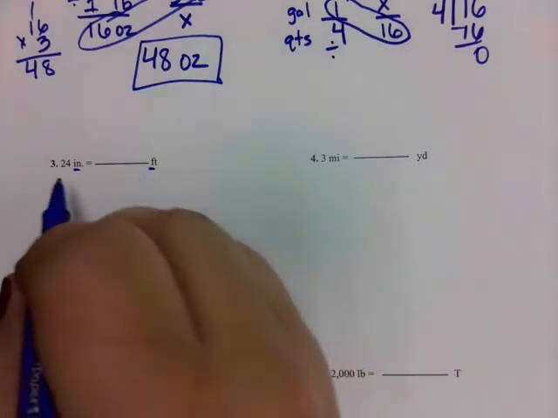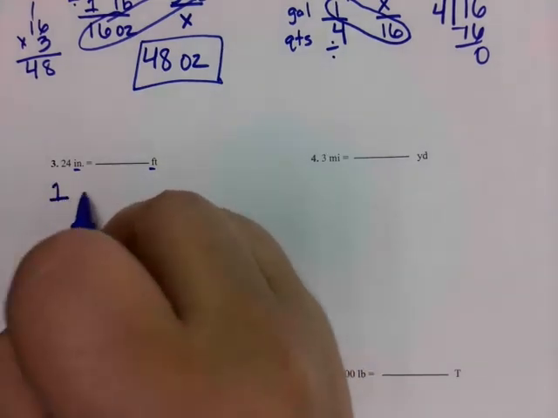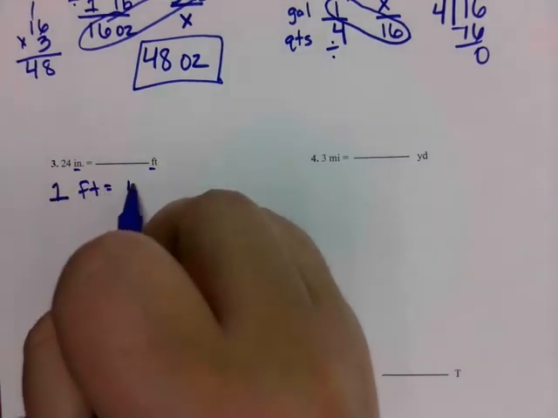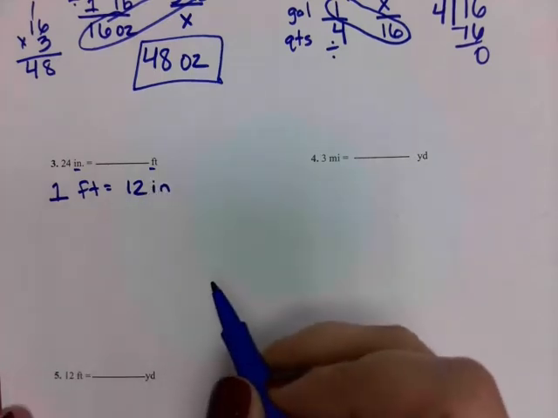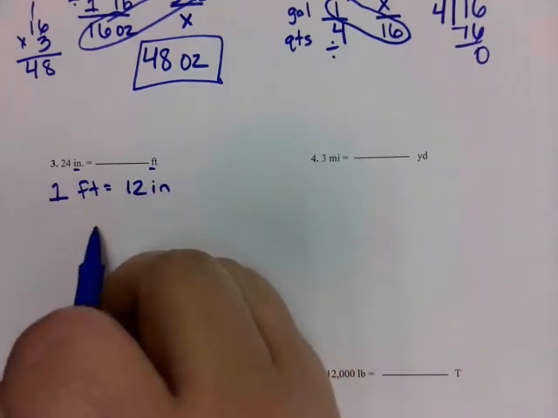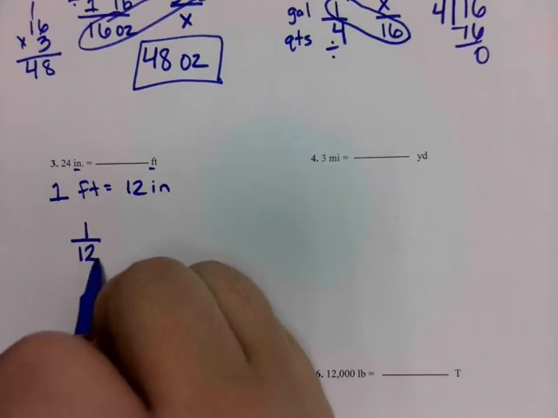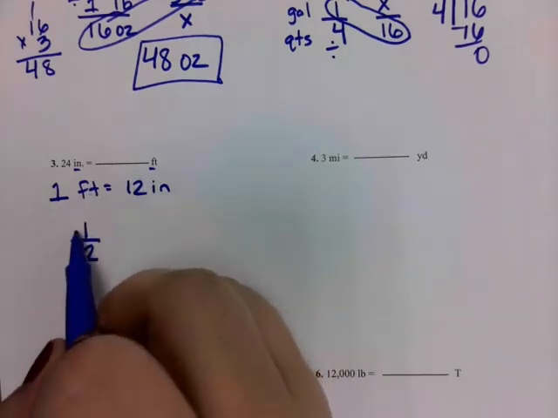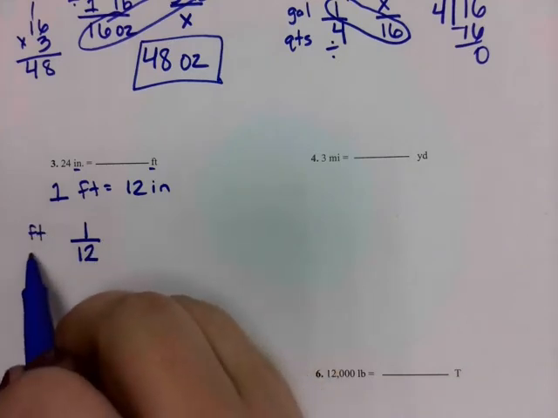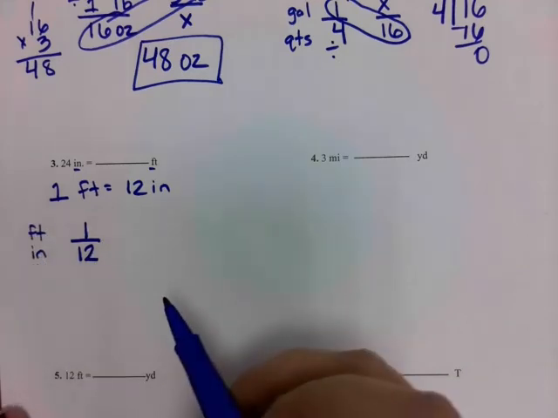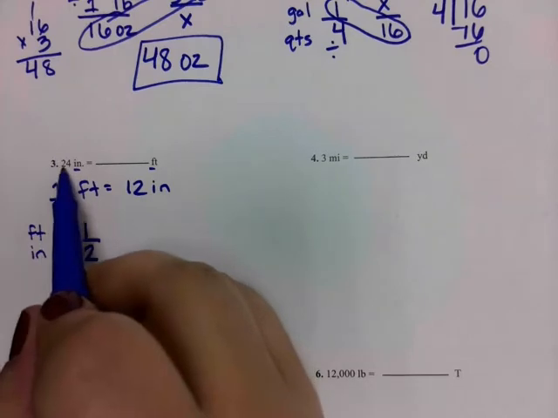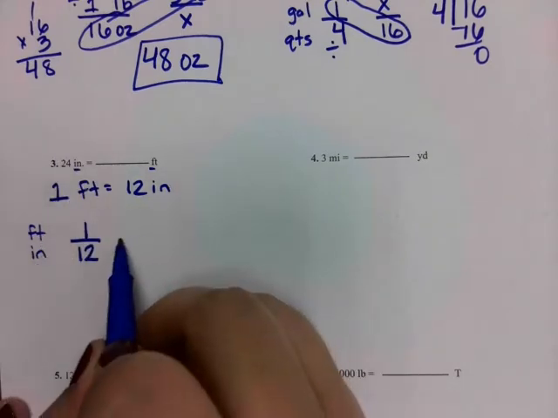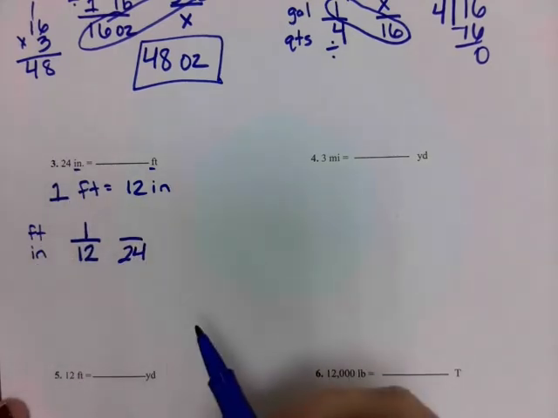1 foot equals 12 inches. All right, sorry, I had to have someone come in. 1 foot equals 12 inches. So I'm going to begin by writing that as my fraction. So 1 and 12. Again, you can put the words with the numbers or you can put them in front. So 1 foot, 12 inches. And then we're going to put 24 inches. So inches are at the bottom. So I'm going to put 24 at the bottom.